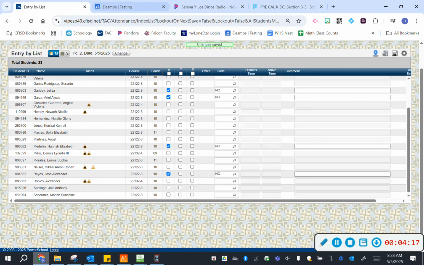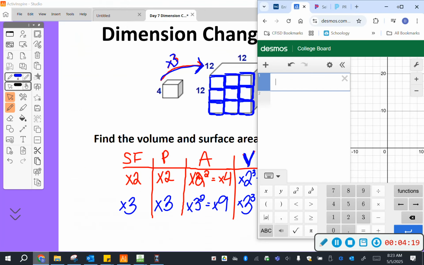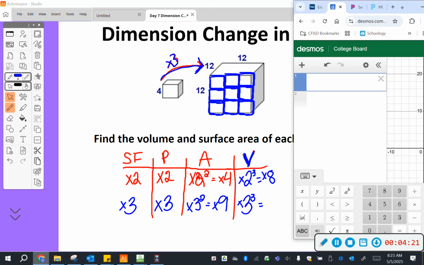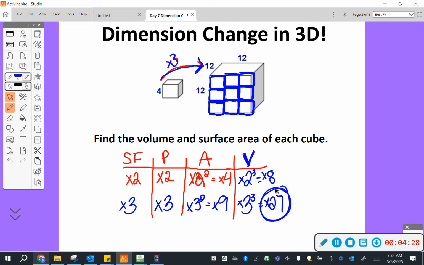Oop. Just attendance. That's just attendance. Alright, so if I want to do 3 cubed, what is 3 cubed? 27. So this could fit 27 boxes in it.